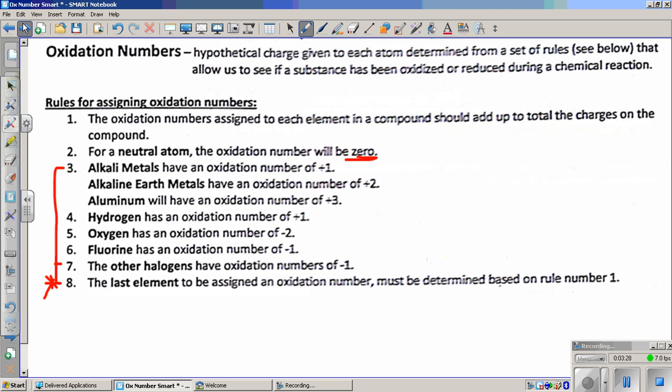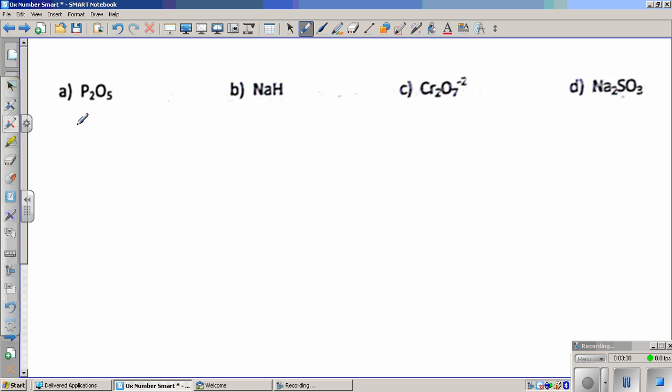So let's go through some examples just so I can remind you how to do this. I have a little system that I like to use for doing this, and at some point you might be able to just do it in your head, which is totally fine. But let me show you how I do it.